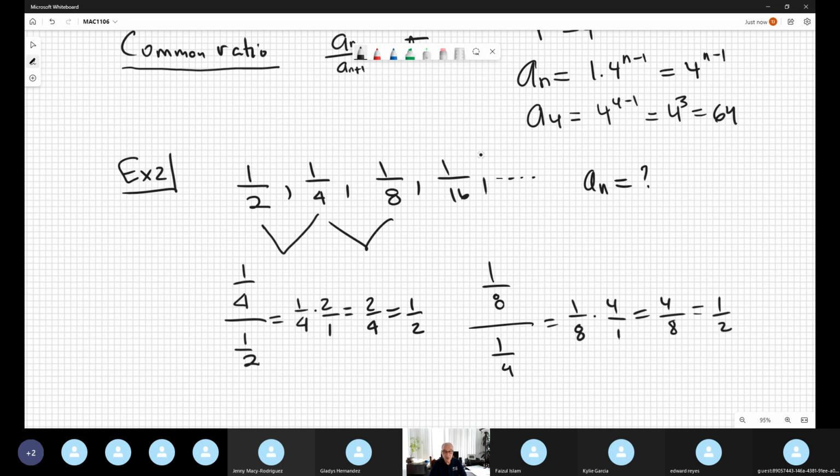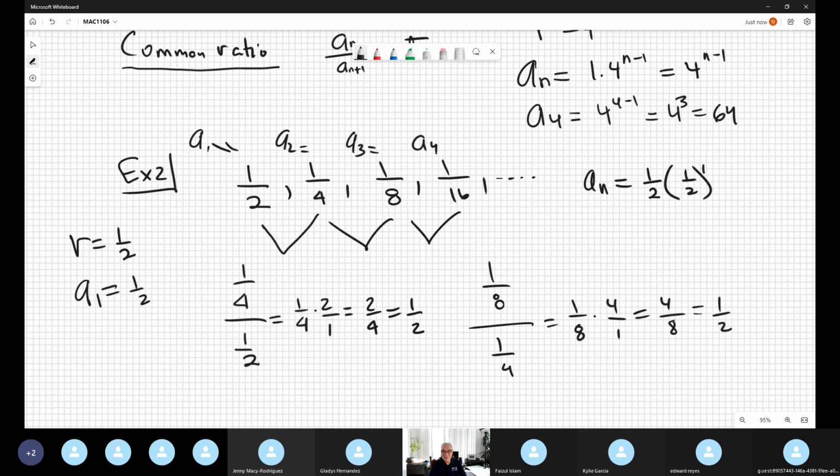Okay, cool. So the common ratio, I discovered, yes, that's geometric. And you can continue if you want to divide the others, but no, it's obvious. Common ratio is 1/2. And A1, the first one, is 1/2 also, no? This is A1, A2, A3, and A4. Now, what is the specific formula for this example? Well, it's A1, multiplication by 1/2 raised to the n minus 1.